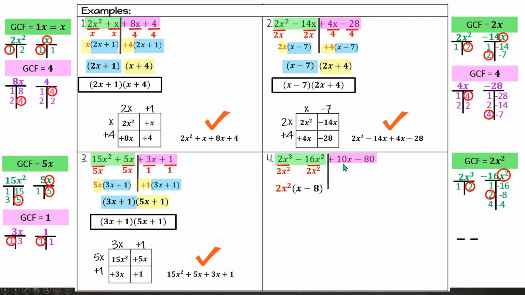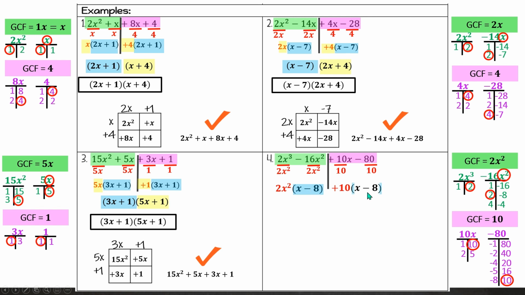Now I'm going to find the greatest common factor of 10x and negative 80. So 10 is 1 times 10. Negative 80 is negative 1 times 80. 10 could also be multiplied, factors are 2 and 5. And here are the other factors of negative 80. Negative 2 times 40, negative 4 times 20, negative 5 times 16, and negative 8 times 10. Now again, we do have to be careful here with whether we're factoring a positive or a negative. And since we want the parentheses to match x minus 8, we are going to factor out a positive 10. So our greatest common factor here is positive 10. So I divide both terms by 10, and I get x minus 8 as my remainder.